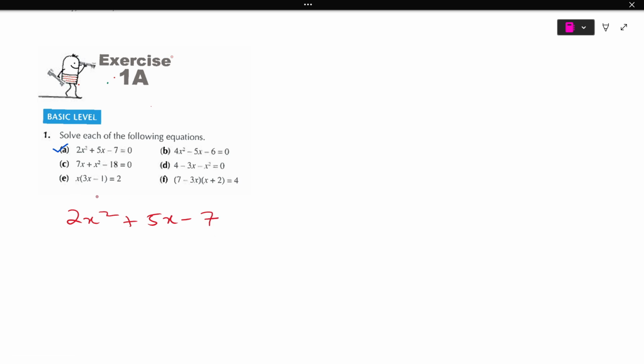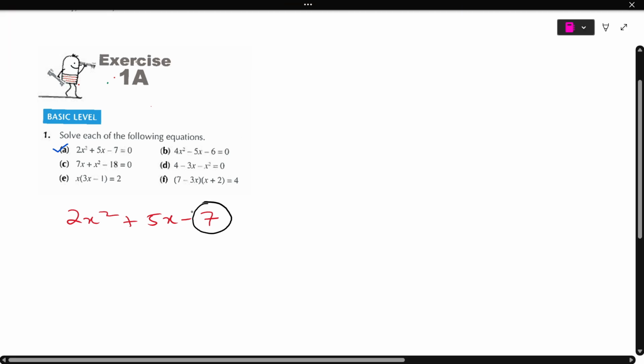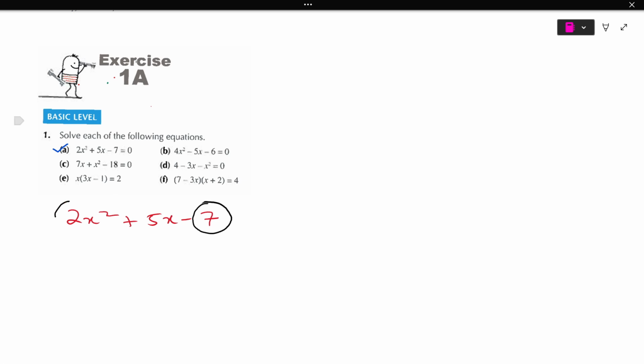We are going to solve this quadratic equation with the help of the middle term break. And how do you solve the quadratic equation through middle term break? First of all, you always take the number which is without any variable, which is 7 in this case, and then you multiply it with the number which is behind x square, right? So that's gonna be 2. So 7 times 2 is 14.